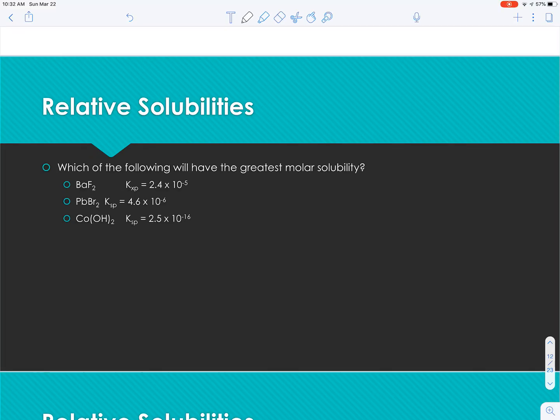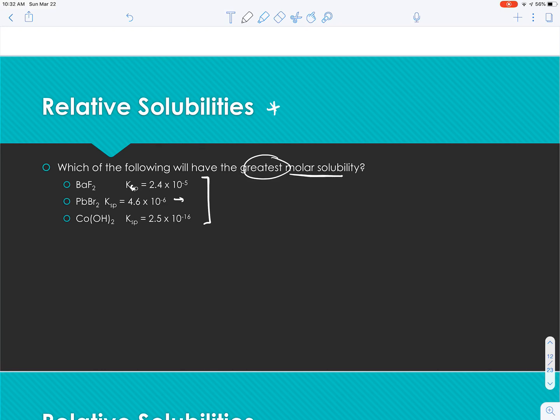Okay, relative solubilities, not hard. There's basically two ways this question can be asked. Which of the following compounds will have the greatest molar solubility? You might also be asked which has the least. Usually in these circumstances we'll be given the KSP value.